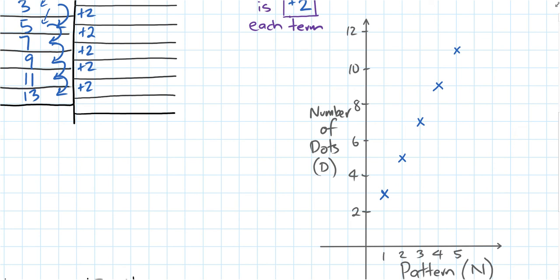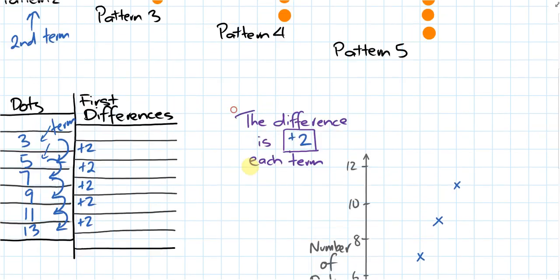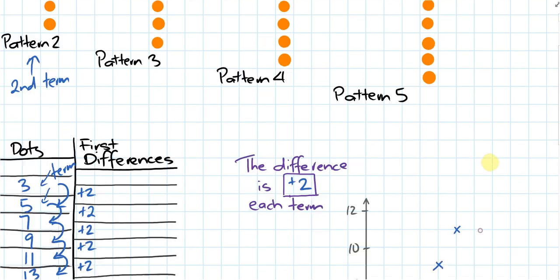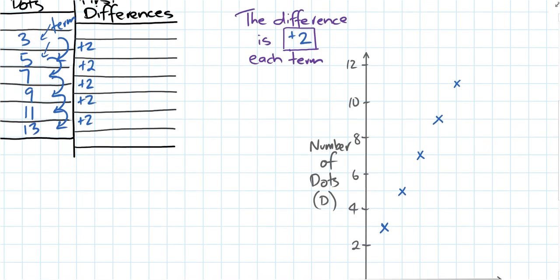Now although you'd like to draw a line through these points, don't for this particular example, because we're actually looking at whole numbers. These whole numbers are the number of dots, so we don't join these points, we just leave the graph like that.